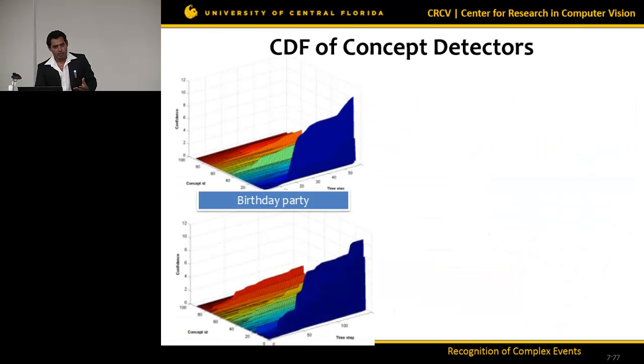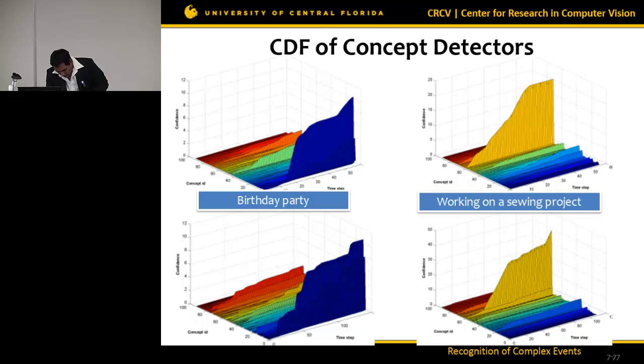Now what we did was an interesting study on finding the cumulative density function of these concept detector responses. Turns out, for events such as this birthday party, there are two samples here. You can see that the concept numbered 1 here shows a very distinctive pattern. Whereas for working on a sewing project, the concept which is shown in yellow is almost very similar. And we observed this trend for a lot of other samples within the same class.